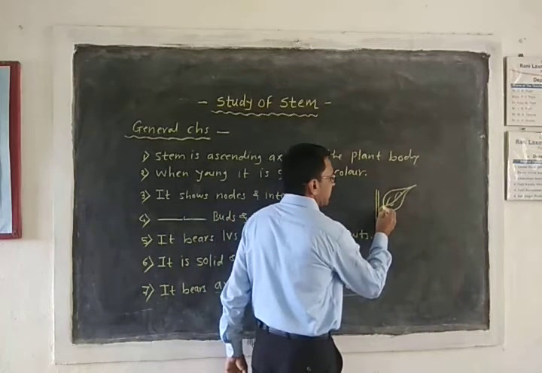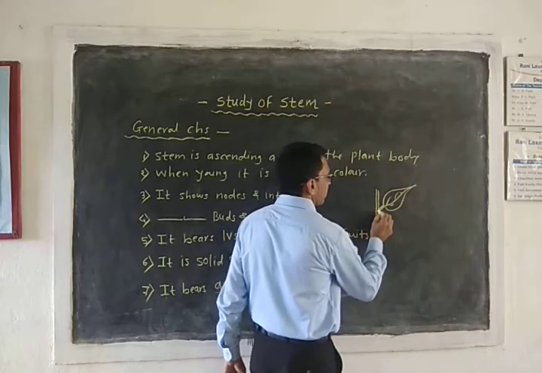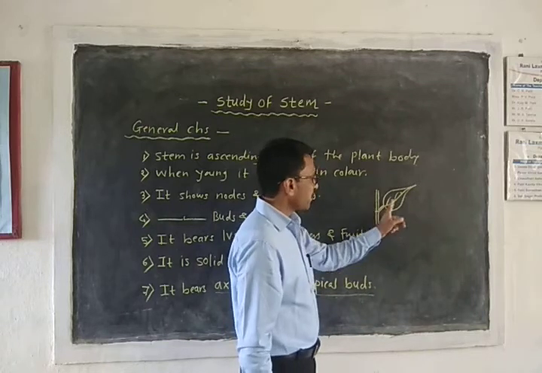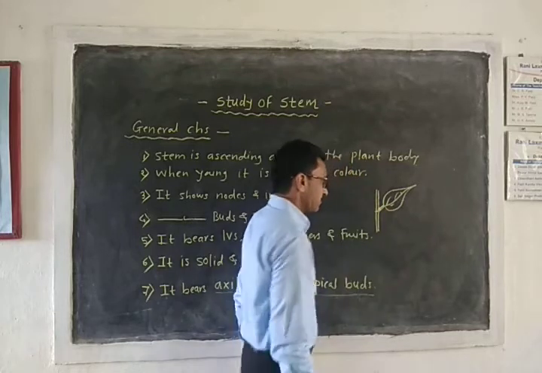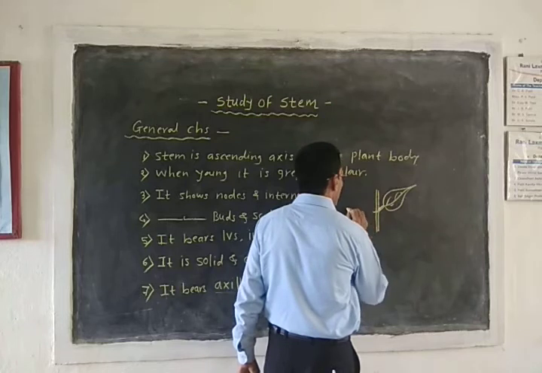At the base, this is the leaf base. This is the portion of stem from which leaves arise, and the portion of stem from which buds arise. Here, the buds are also present. That portion is called a node.